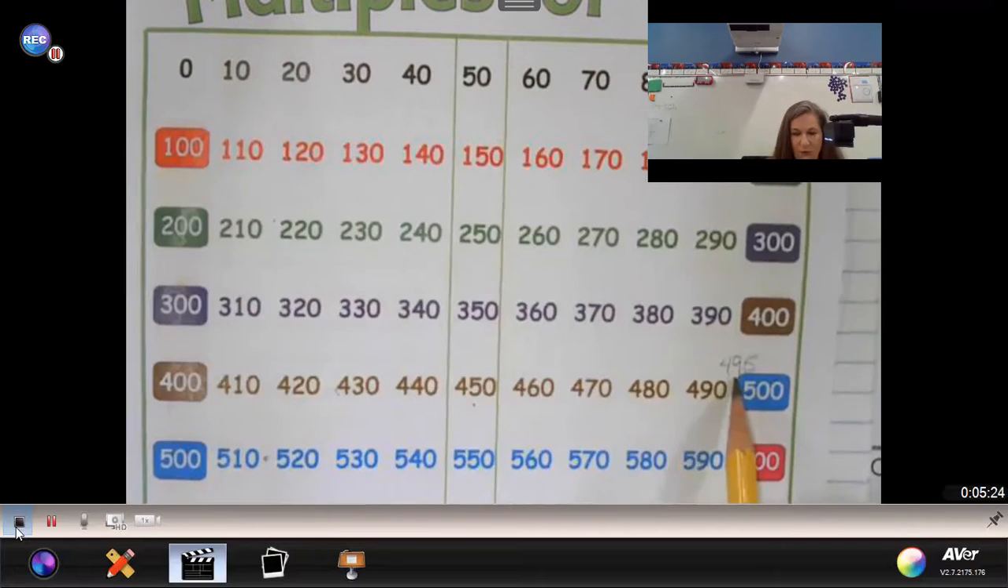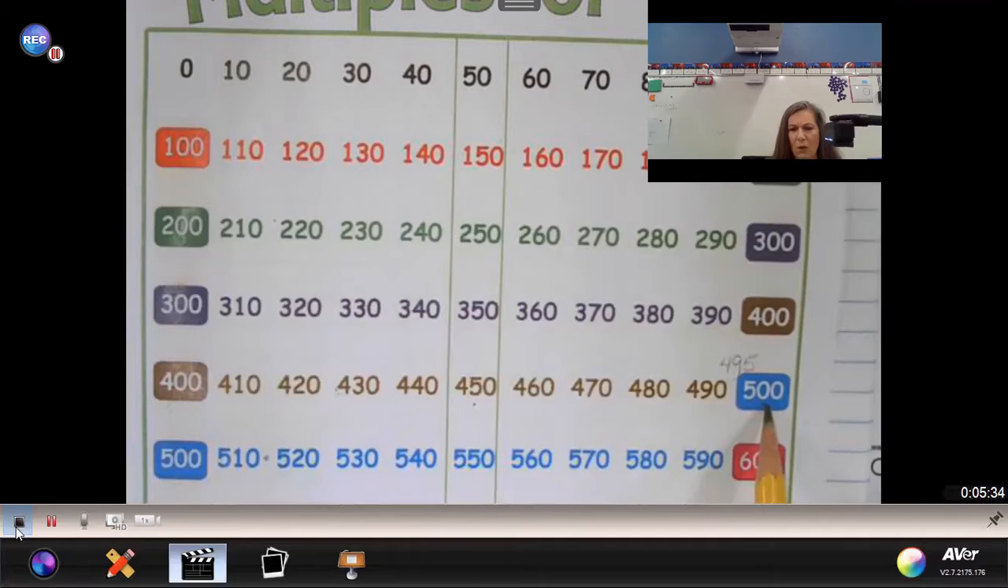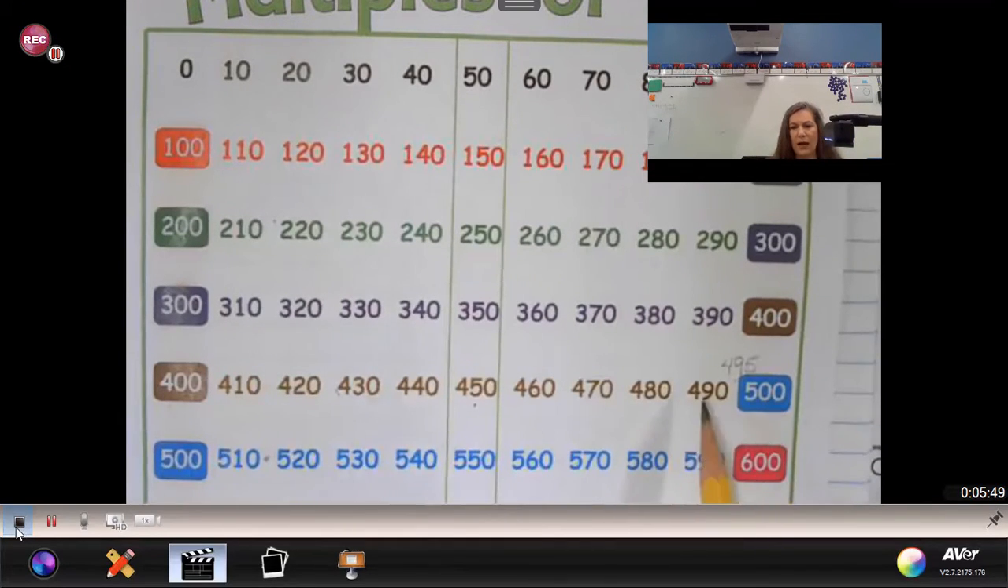Now, if it's less than 495, we round down. If it's 495 or greater, we're going to round up to 500. Now, some of you might say, oh, well, 500 is also a 10 too? Yes, when we're counting by multiples of 10, when we reach these 100 marks, these are also a group or a multiple of 10. So 490, or we're going to round it to 500.